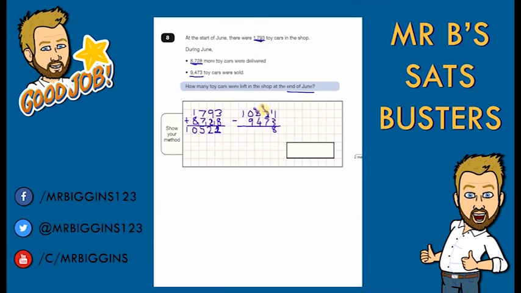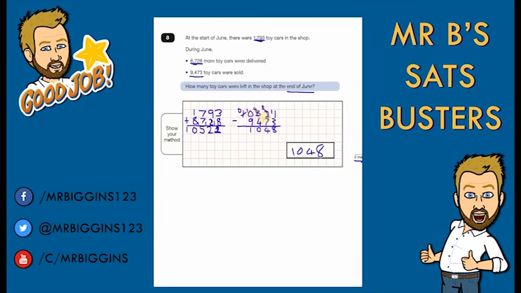Now we've got 1 take away 7, we can't do it, so we need to borrow 1 from here. That becomes 11, remember, not 12, because we've already borrowed 1 from there. 11 take away 7 is 4. So now 4 take away 4, which is 0. 0 take away 9, we can't do it, so that becomes 0, and we're going to borrow it and lend it there. 10 take away 9 is 1. So the answer would be 1,048.